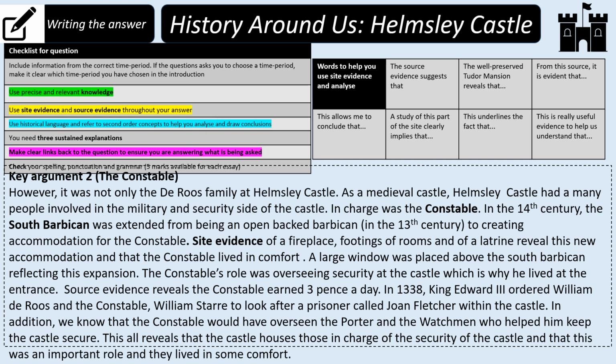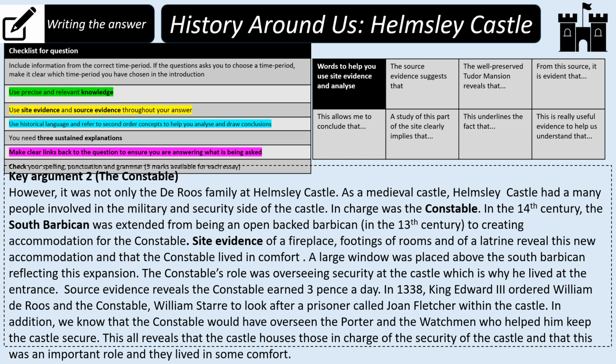In the 14th century, the South Barbican was extended from being an open-backed barbican in the 13th century to create an accommodation for the constable. Site evidence of a fireplace, footings of rooms and of a latrine reveal this new accommodation and that the constable lived in comfort. A large window is placed above the South Barbican, reflecting this expansion. The constable's role was overseeing security at the castle, which is why he lived at the entrance. Source evidence reveals that the constable earned 3 pence a day.